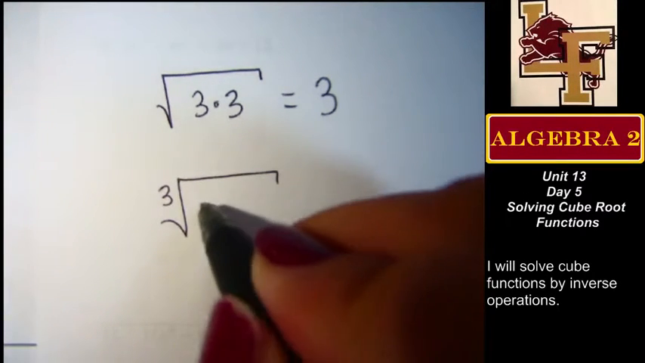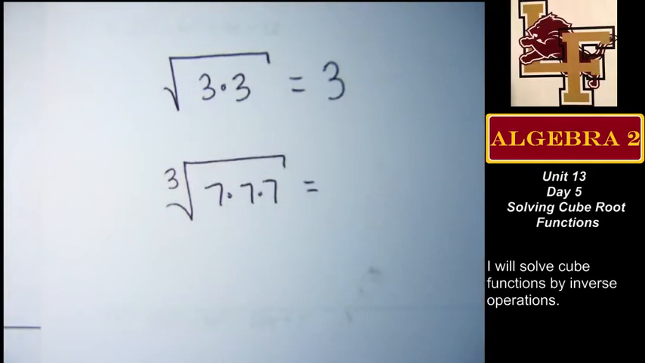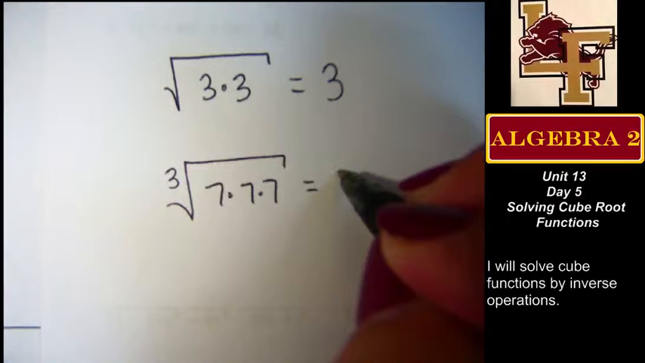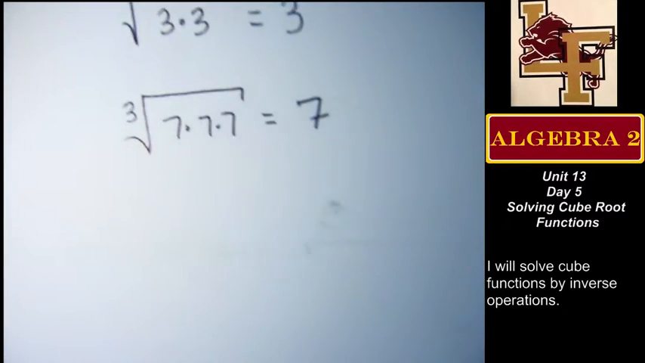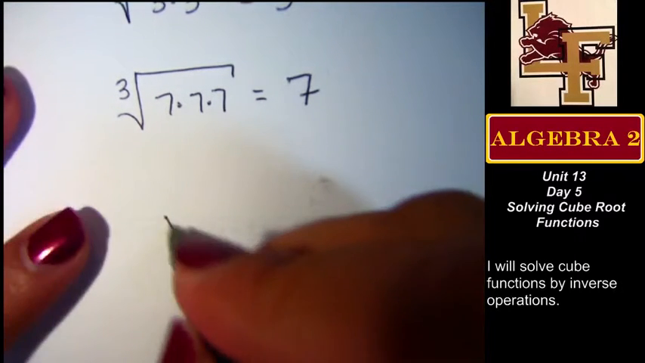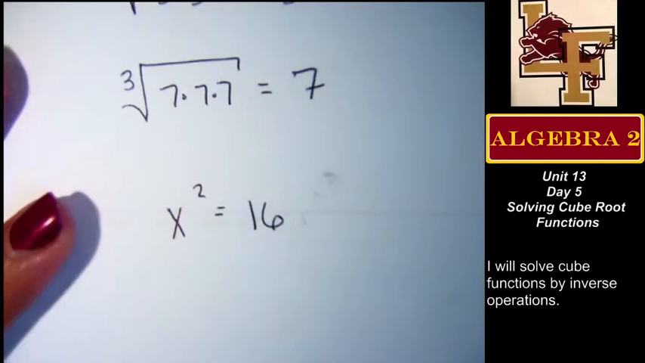A cube root is the same idea, except you're looking for triples. You're looking for a set of 3. In this case, I've got 3 7s, and so the cube root of 7 to the third power is 7, because that's what I have 3 of. Easy enough? Okay.